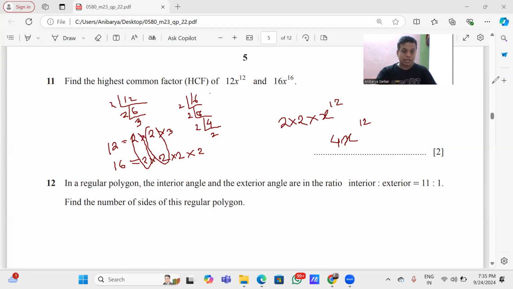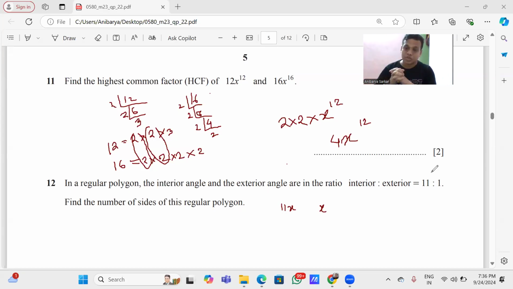The next question is: in a regular polygon, the interior angle and the exterior angle are in the ratio 11 is to 1. Find the number of sides of the regular polygon. So the interior angle is 11x and the exterior angle is only x. Clear? Because they are given as a ratio, we can convert them into an algebraic proportion.